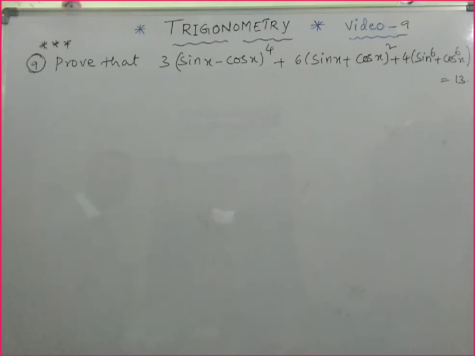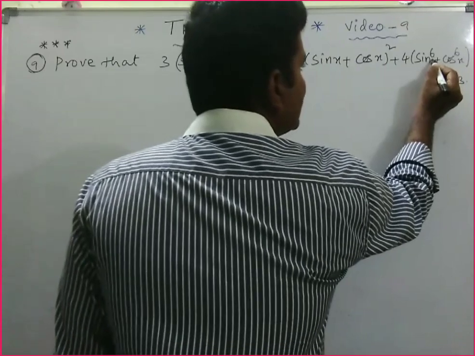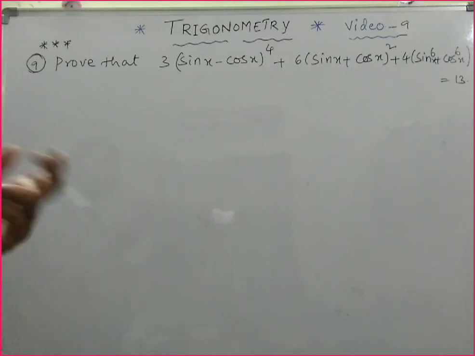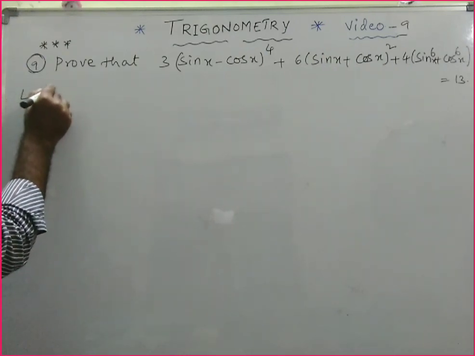So look at the another standard question, that is question number 9. Prove that 3 into sin x minus cos x whole power 4 plus sin x plus cos x whole square plus 4 into sin power 6x plus cos power 6x is equals to 13. So after simplifying this entire question, we need to say that answer is 13. The simplified answer for this is nothing but 13. So see how beautiful this question. Very easy.